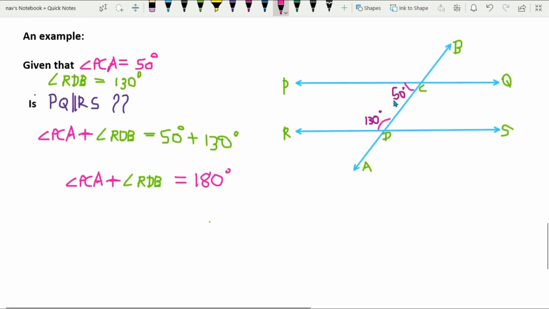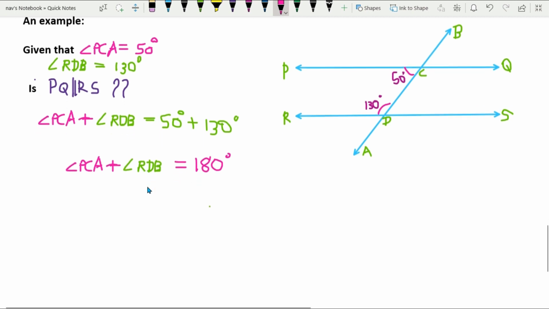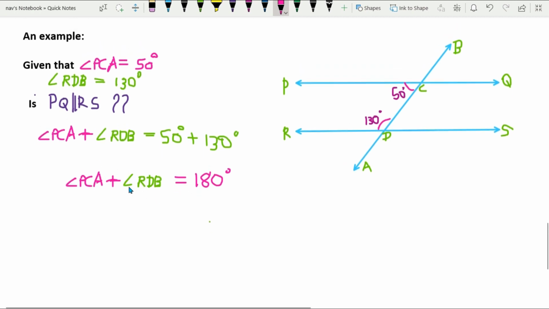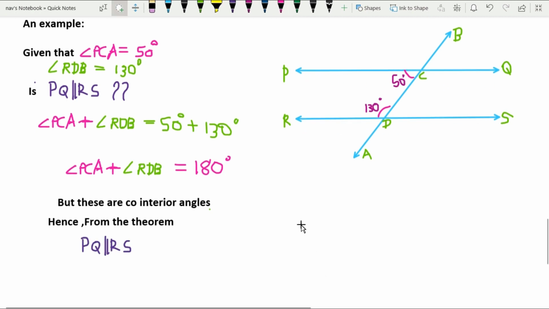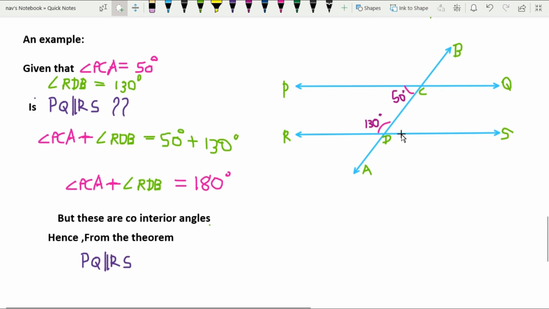But we just learned from the theorem that if the co-interior angles sum to 180 degrees, then the lines will be parallel. So line PQ will be parallel to line RS. That's what we learned from the theorem, right? We just saw that these two angles are co-interior angles. These two angles sum up to 180 degrees. So automatically from the theorem, line PQ will be parallel to line RS. Hence we concluded that PQ will be parallel to RS.